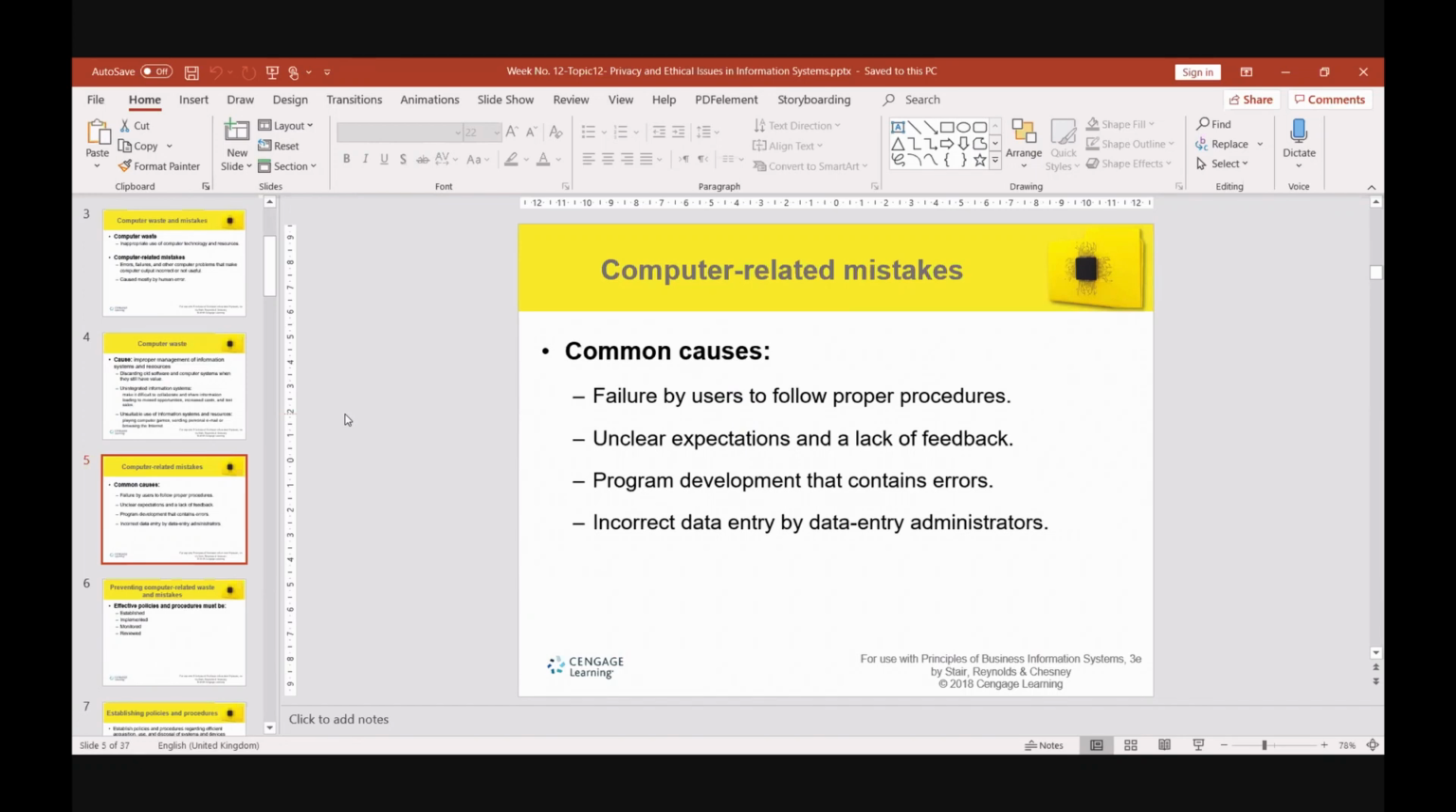So far we discussed the computer waste. Now let's talk about some computer related mistakes. The common causes are, what are the causes for that? Failure by the user to follow proper procedures.